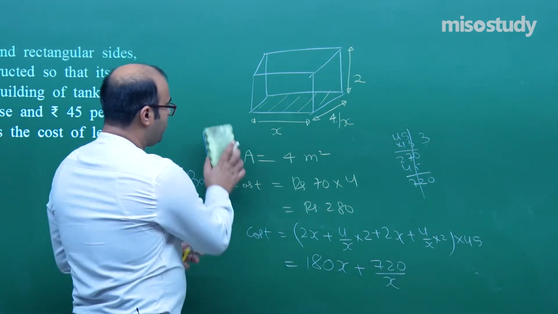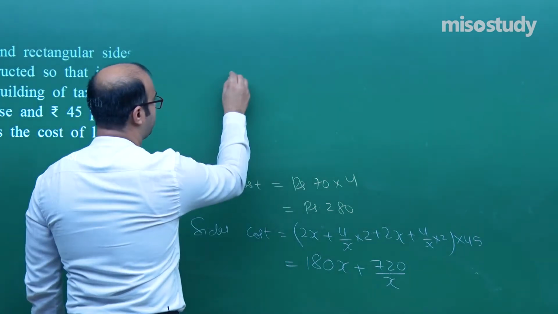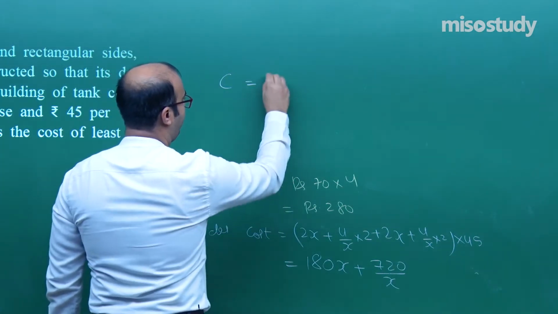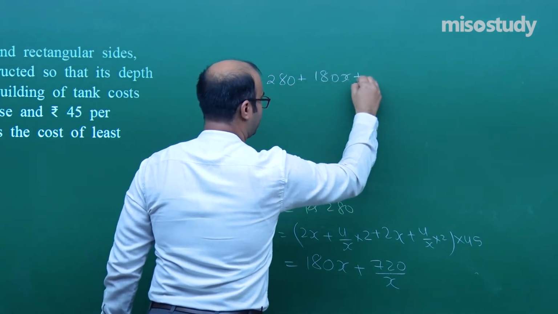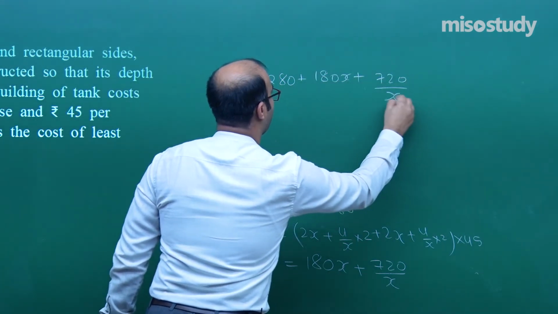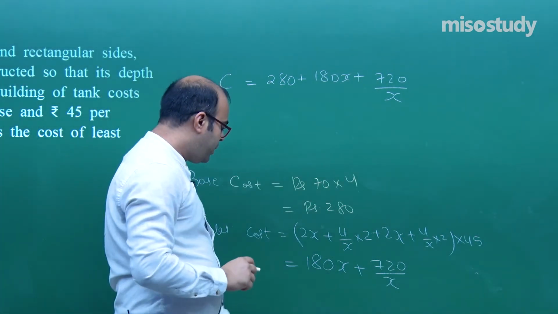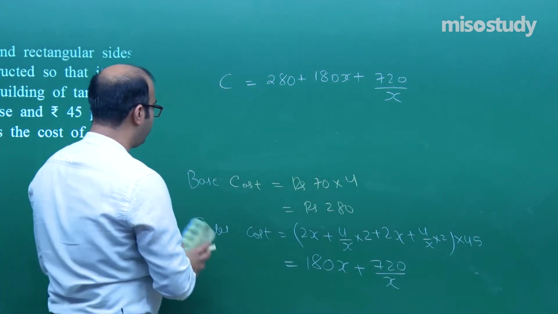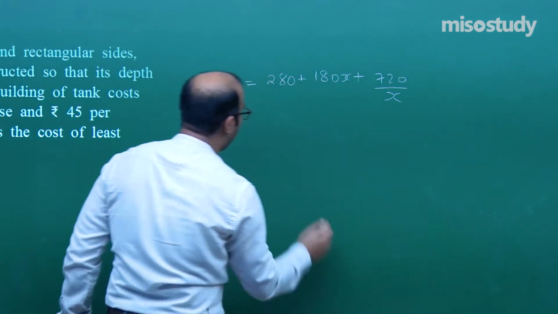So after knowing the cost of the base and the cost of the side, the total cost, which is C, will be 280 plus 180x plus 720 by x. Now you know that this cost depends upon x. What should be this x, which is the length of the rectangular base, so that we have the minimum cost?